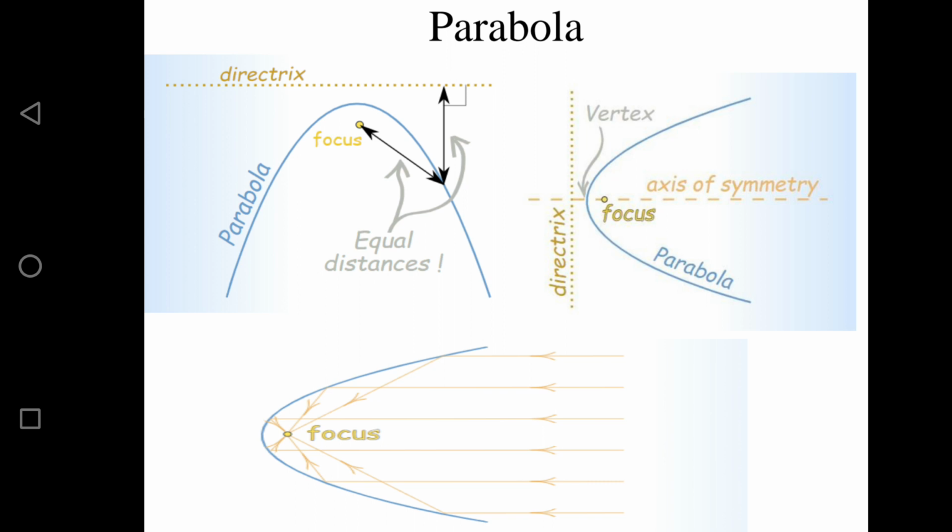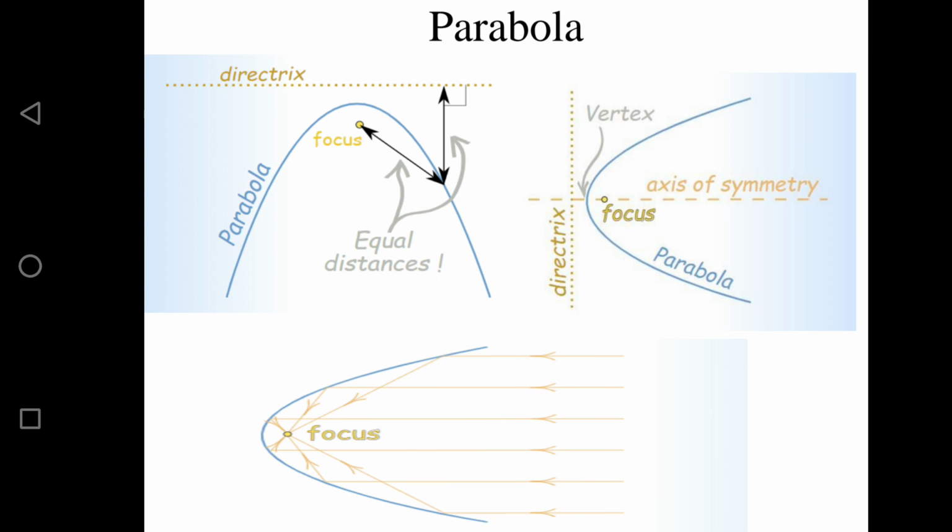And the vertex is the point where the parabola makes its sharpest turn. You can see we have a focus and we have a point, and that point is the vertex. In the second figure, the vertex is where the parabola makes its sharpest turn, or you can say the point where the axis of symmetry and the parabolic curve meet is called the vertex. And you know the directrix and focus.